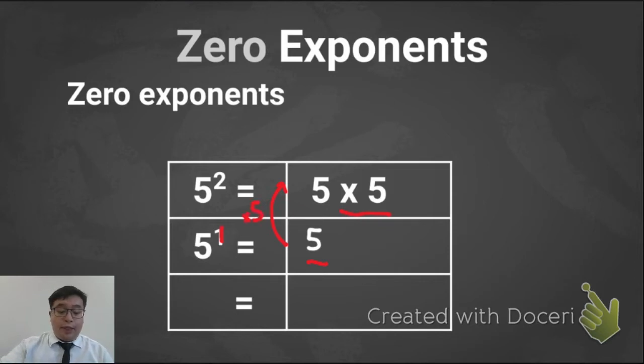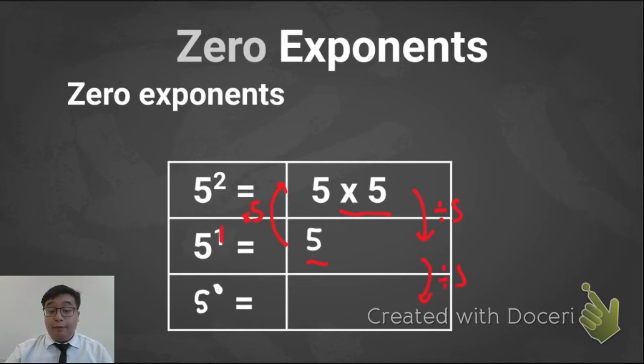If I want to go down to the 5 to the 0th power, I need to go down the table. So what's the opposite of multiplying? How would I move down the table? Well, the opposite of multiplying is dividing. So to move down, I need to divide by 5. Okay. So if I want to go down to the 0th power, I need to divide by 5 again.